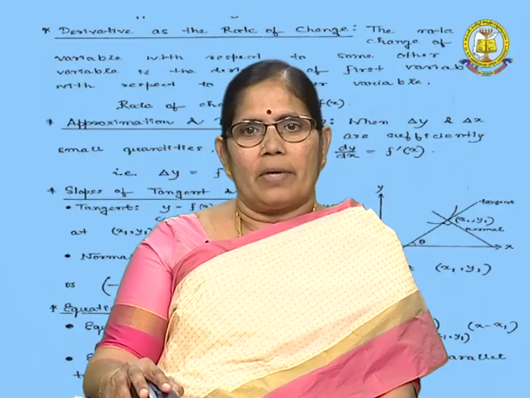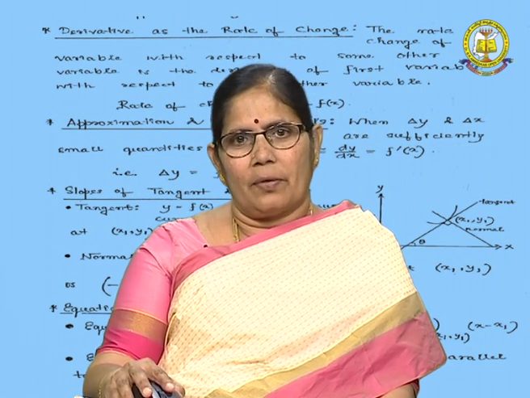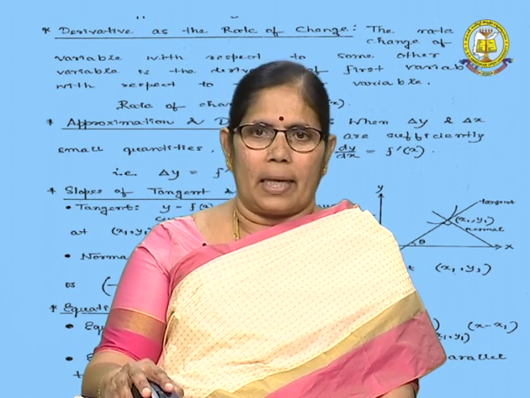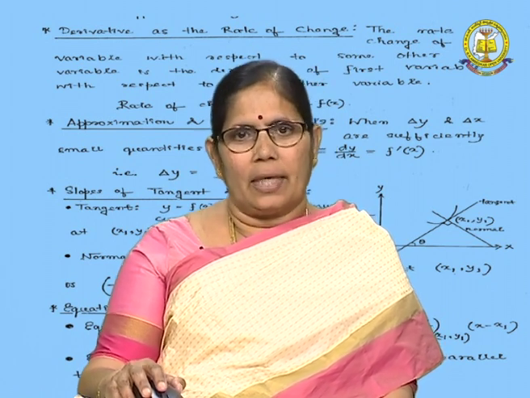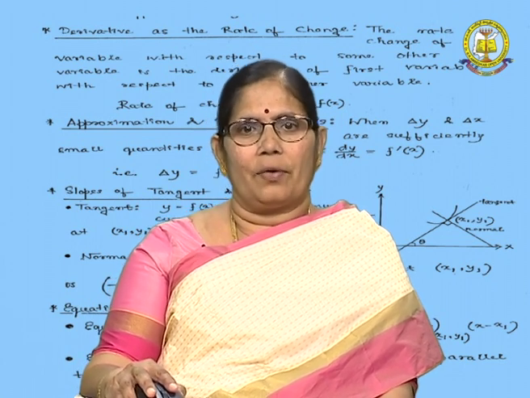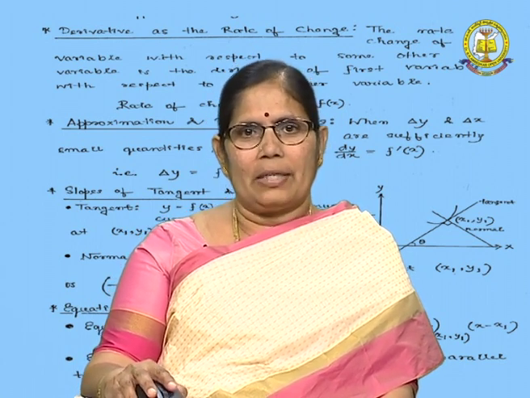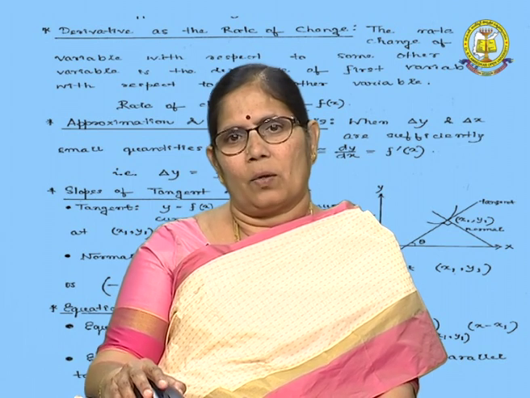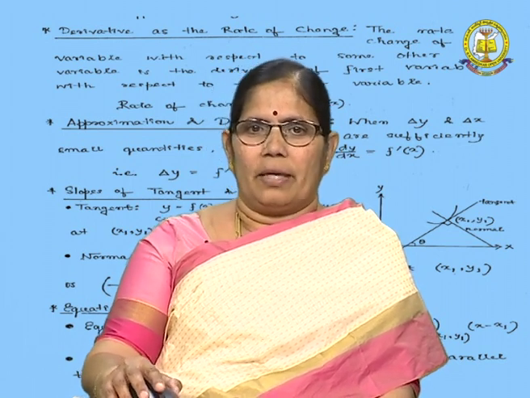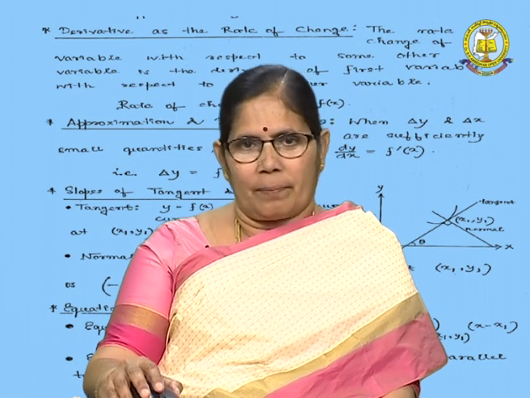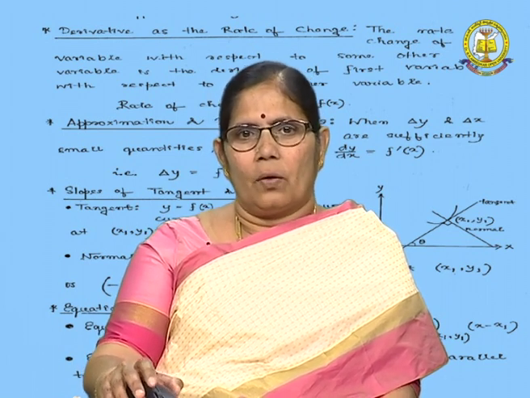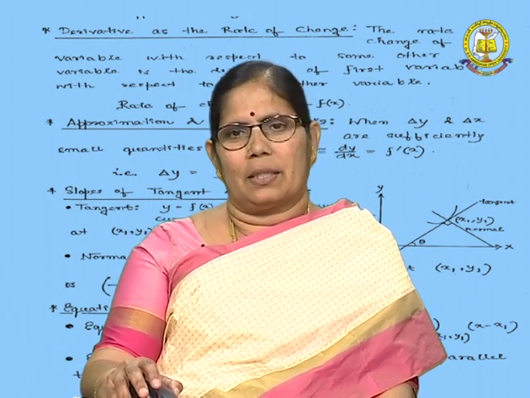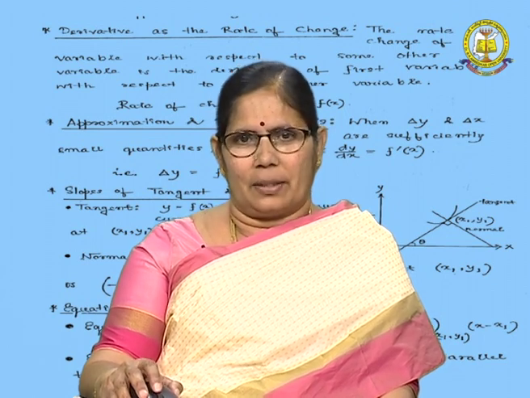When the curve is of the form y is equal to f of x, you have rho equal to (1 plus (dy by dx) whole square) whole power 3 by 2 by d square y by dx square. When the curve is of the form x equal to f of y, then rho is (1 plus (dx by dy) whole square) whole power 3 by 2 divided by d square x by dy square. These problems can be done only when you know perfectly the methods of differentiation.